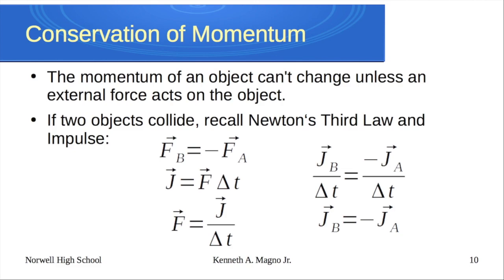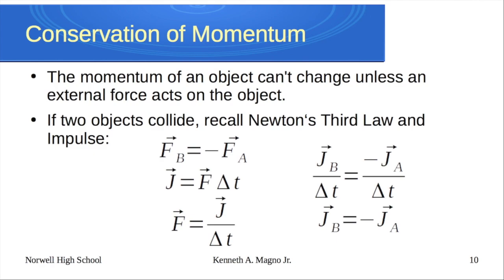Conservation of momentum is just the idea that momentum has to be conserved, and it relates to Newton's third law. If you remember back to the third law, the force on one object was equal but opposite to the force on another. If we think in terms of impulses, we can rearrange impulse, J equals F delta t, in terms of forces. So force would equal impulse over change in time. The impulse on object B over a certain change in time would be equal to the negative impulse on object A over that same interval of time.